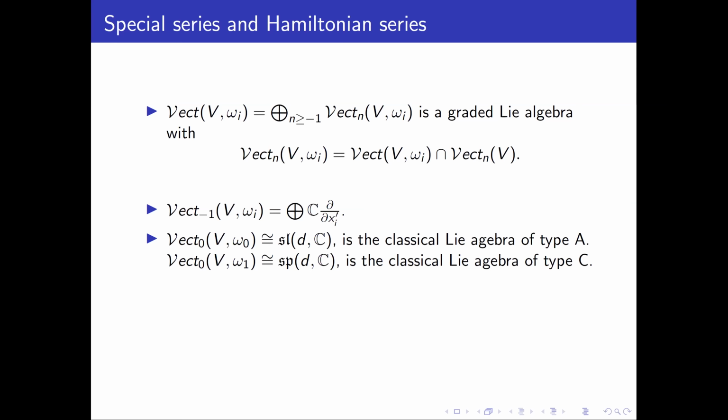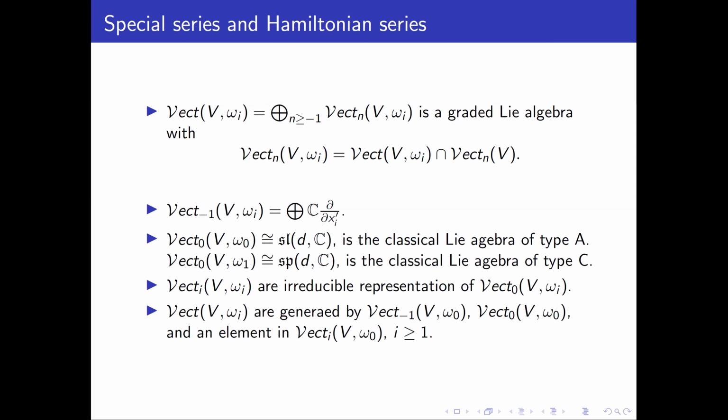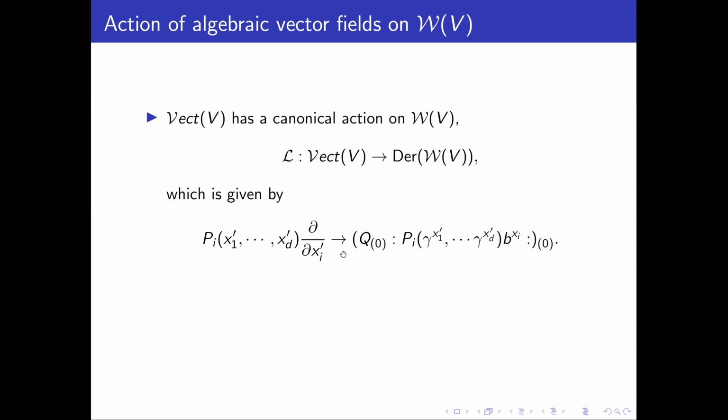Okay, now the degree zero part is the classical algebra. And then the degree i part of the algebra is an irreducible representation of the degree zero part. So this algebra can be generated by the degree -1 and degree 0 parts and an element of high degree. Now, there is the canonical action. The algebraic vector field can act on the beta gamma bc system.